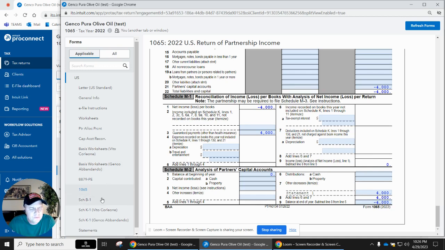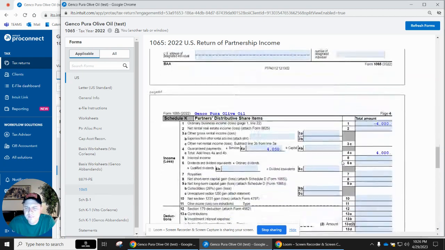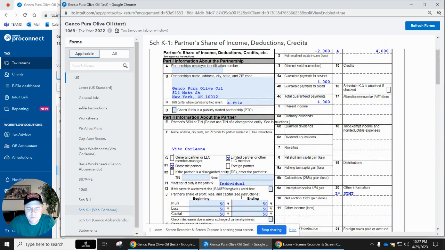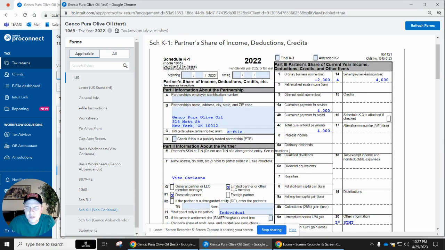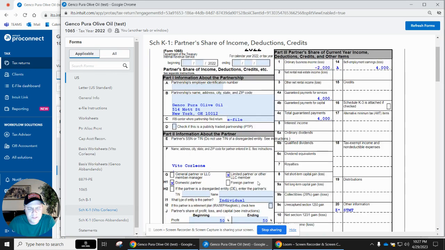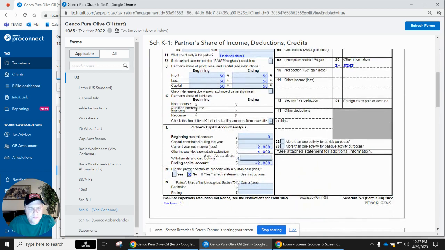Before we head over to the K-1s, let's revisit the Schedule K. Here we've got our negative $4,000 ordinary income, $4,000 guaranteed payment, and $4,000 self-employment income. In our example, partner 1 gets the allocation for the guaranteed payment. So you're going to see 50% here for each partner. He gets half of the loss, but he gets the whole payment and then the whole self-employment amount. For partner 2, here's half of the loss, and there's no guaranteed payment and no self-employment.